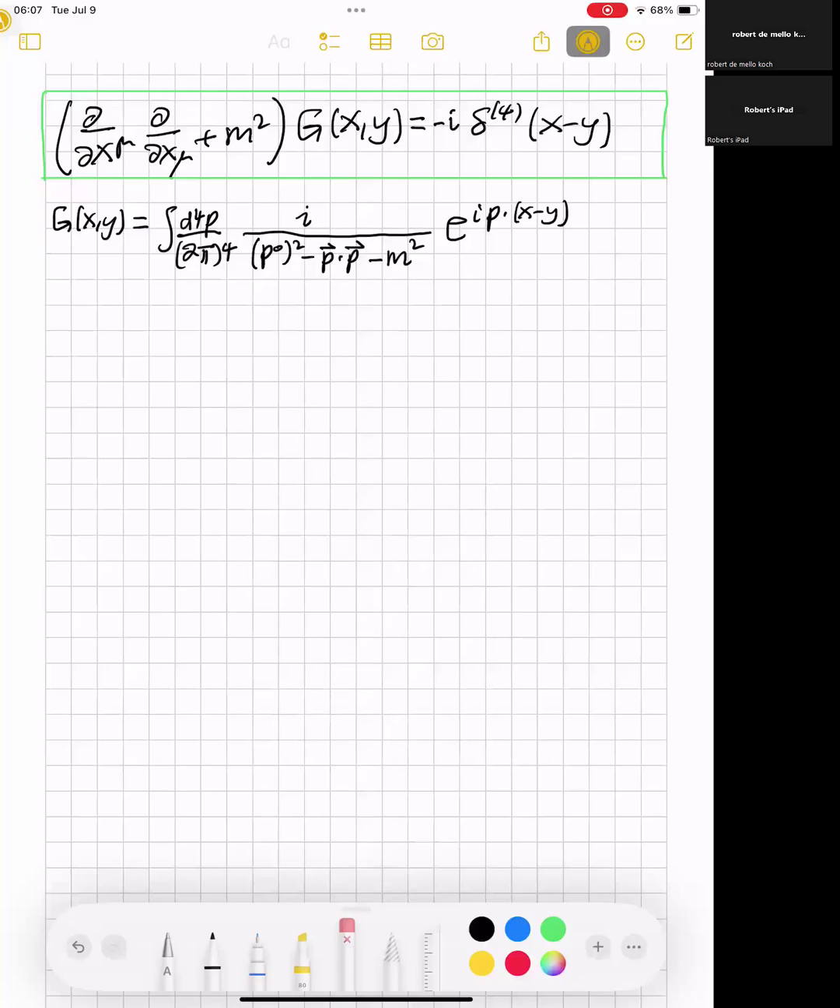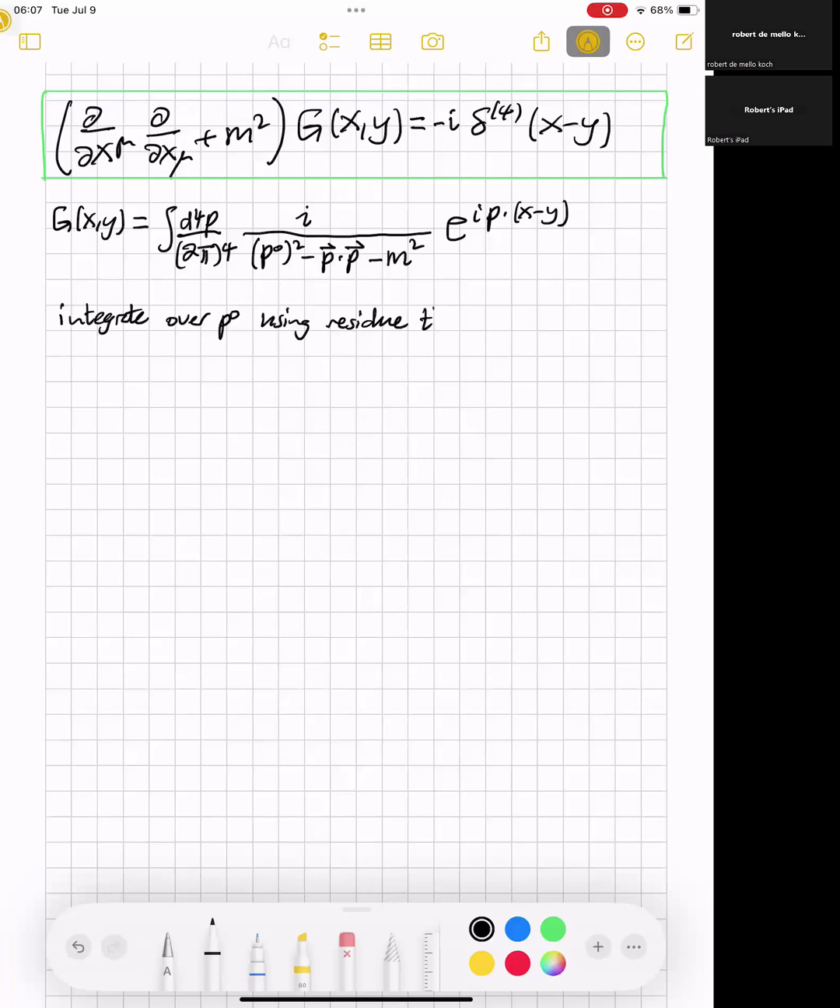Okay, so we've got the solution to our differential equation for the Green's function. What we want to do now is perform this integral. We're going to integrate over p naught using the residue theorem.